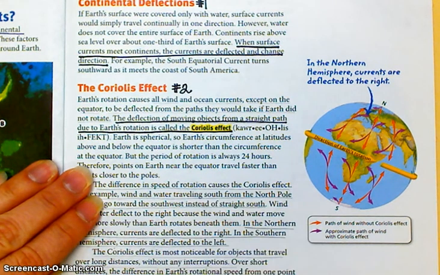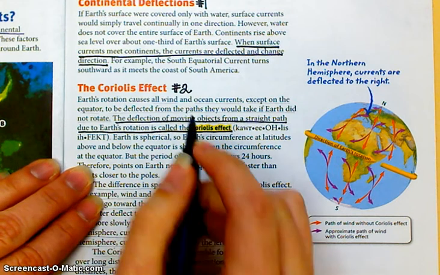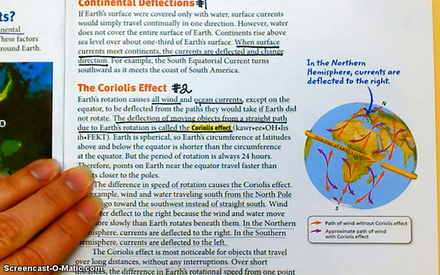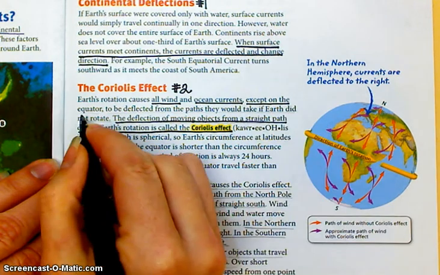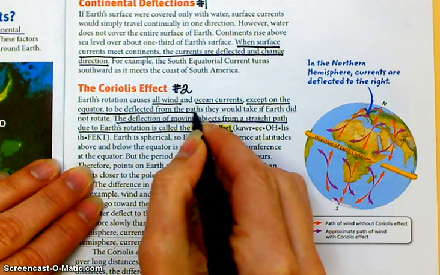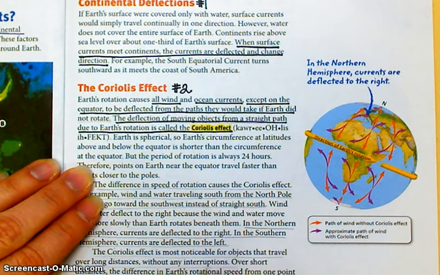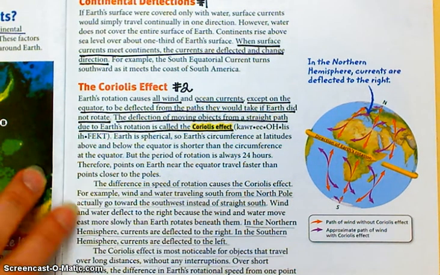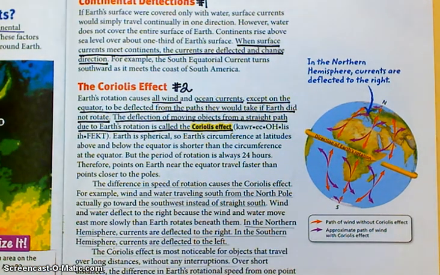That's the Coriolis effect. And the Earth's rotation causes all wind and all ocean currents, except for the ones that are right at the equator, causes all of those to be deflected from a straight line path. So they curve, or they appear to curve. Okay?